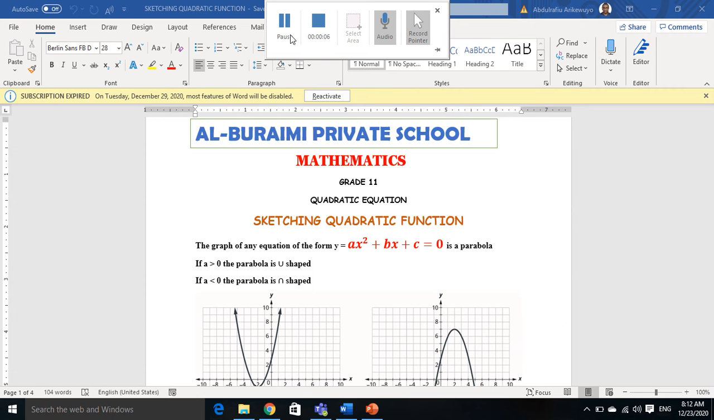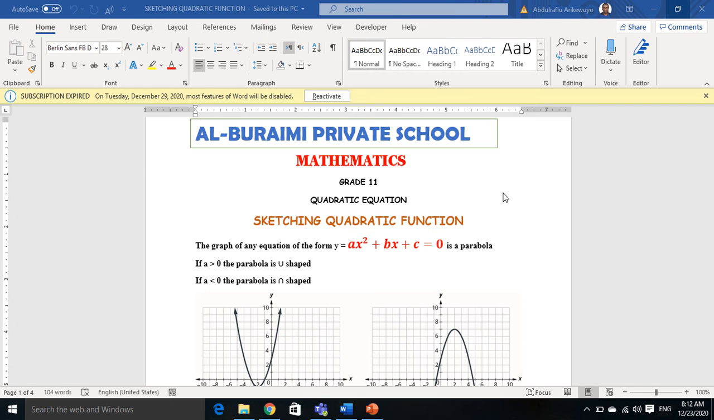In this video, we will talk about how to solve quadratic functions, how to sketch the graph of quadratic functions. In our last videos, we have talked about how to solve quadratic equations using different methods such as completing the square, factorization and use of quadratic formula. I hope you can go back to the videos for revision. Okay, now in today's class, we want to learn how to sketch the graph of quadratic function.